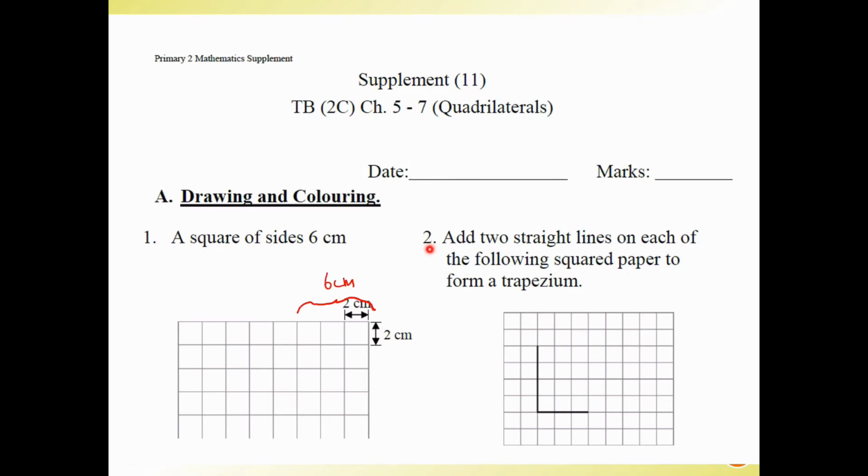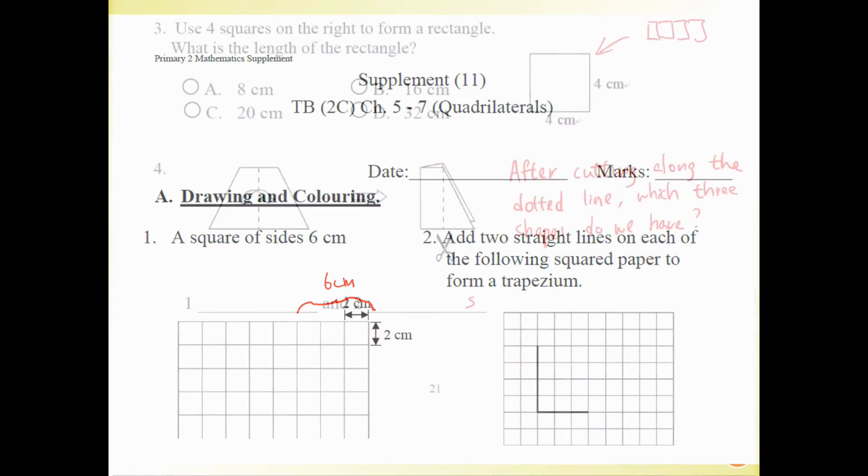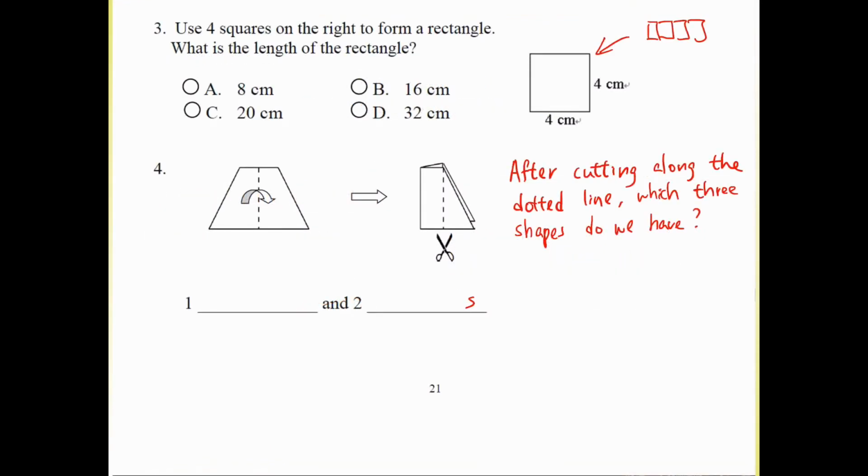And for question number 2, add 2 straight lines on each of the following squared paper to form a trapezium. So the 2 sizes of the trapezium have already been drawn for you, so you would have to draw another 2 lines to connect these 2 lines in order to make a trapezium. So this is the bottom part of page 21.